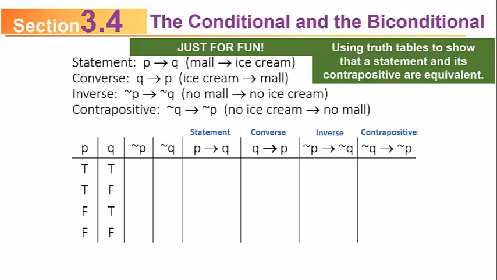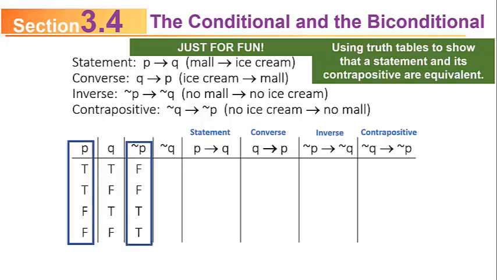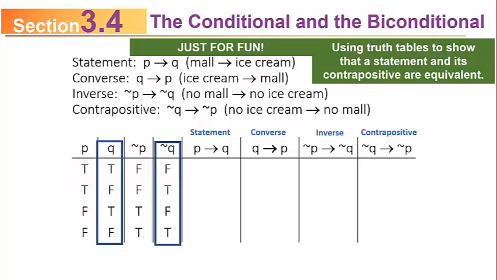So if you start off with the statement P implies Q, P being the going to the mall thing and Q being the getting ice cream thing, you go through the original statement, its converse, its inverse, its contrapositive, and build the truth tables for all of them. If you take the P and change it to not P, you get false, false, true, true. If you take the Q's and change them to not Q's, you'll get false, true, false, true.